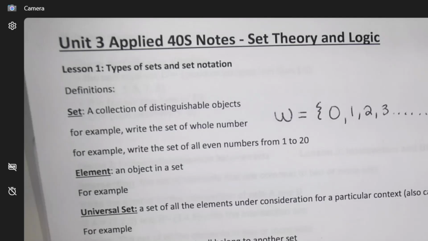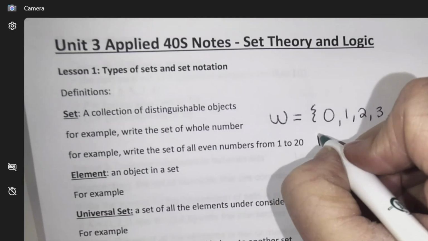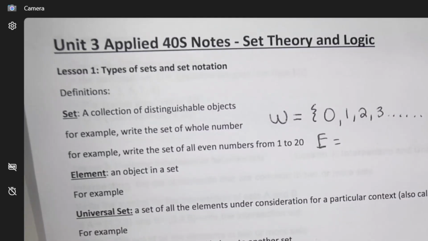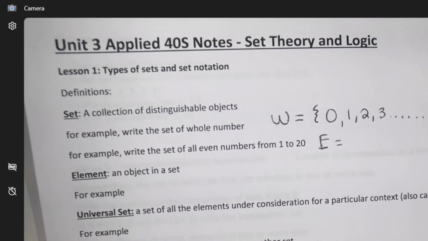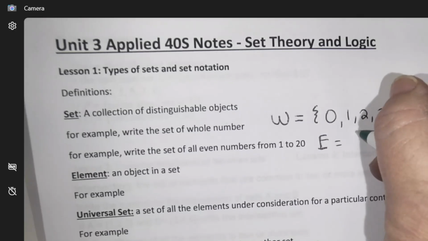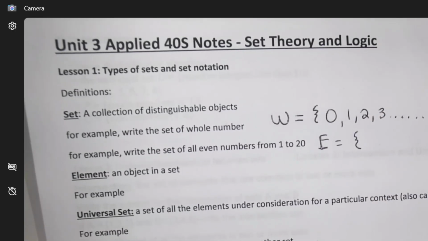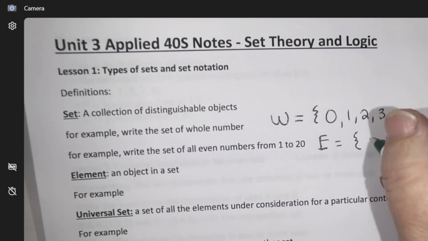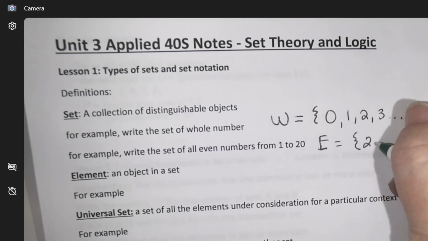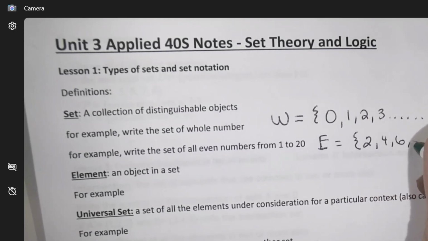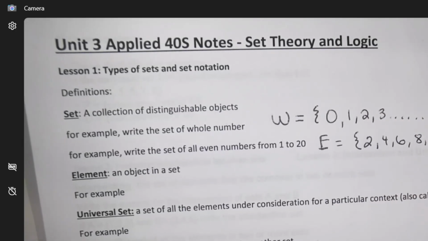Another example: can you write me a set of all even numbers from 1 to 20? I'm going to go E equals, using the letter E to represent this, and when I'm listing stuff, I use squiggly brackets. What is the first even number from 1 to 20? 2, and then 4, 6, 8, 10.